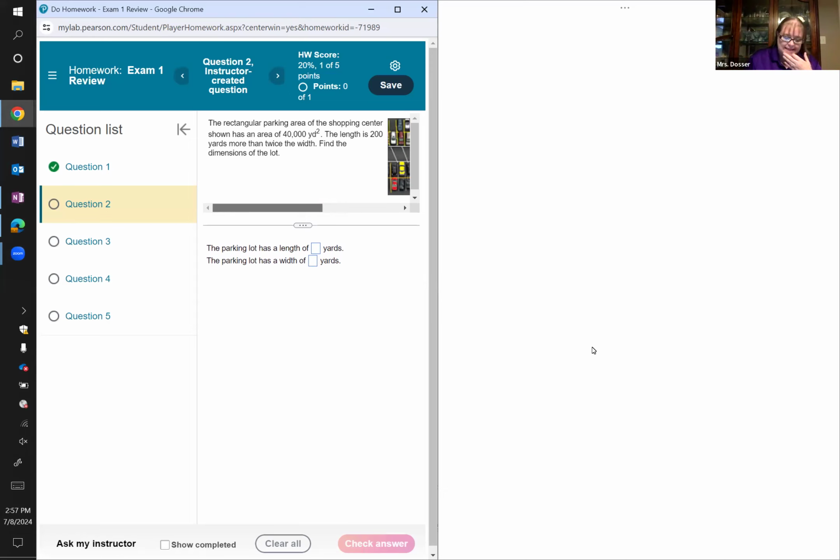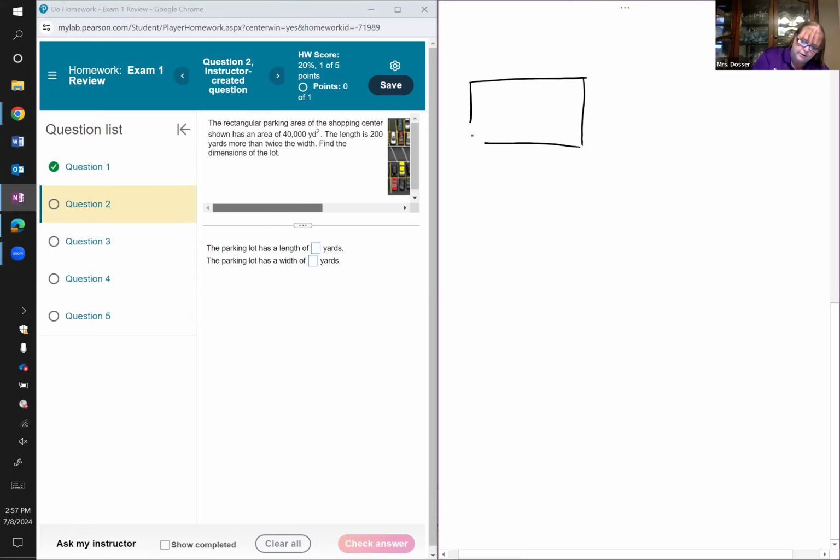They give us a little picture, but it's always a good thing to draw our own picture. And so we have our rectangular parking lot here. And we know that the area of this parking lot is 40,000 square yards. And we know that the length is 200 yards more than twice the width. So our width here, we can call x, because again, we want only one variable. And so we know something about the length in terms of the width.